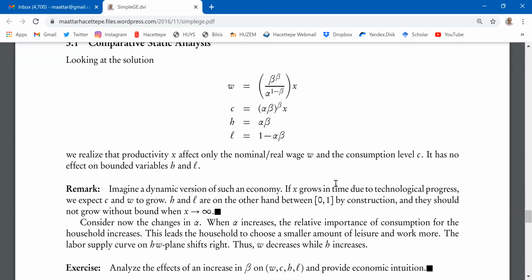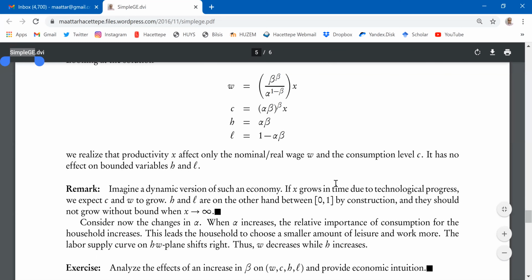Does it make sense? It makes a lot of sense because these variables are between 0 and 1. I constructed this model and the preference structure using that quasi-logarithmic utility function so that H and L remain bounded variables between 0 and 1. But it can still be true that productivity is growing, and higher productivity translates into wage, incomes and consumption, but not into growing H or growing L.